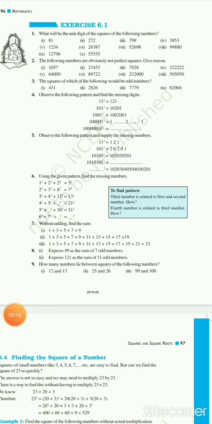Today we will do exercise 6.1. Question number 1. What will be the unit digit of the squares of the following numbers?